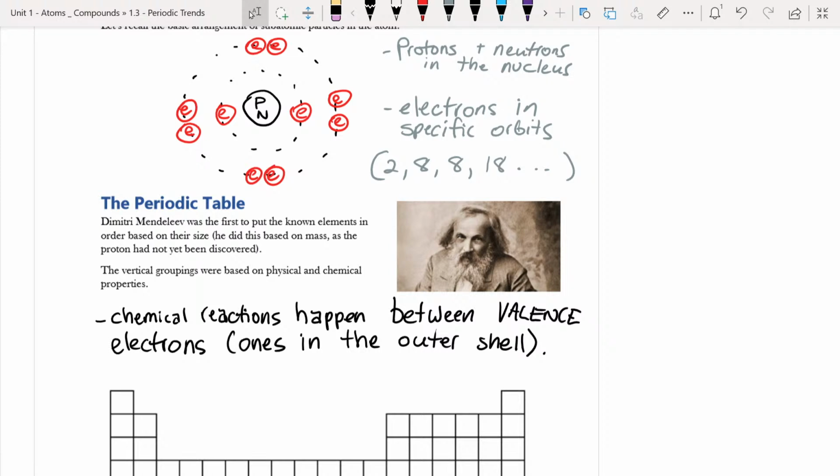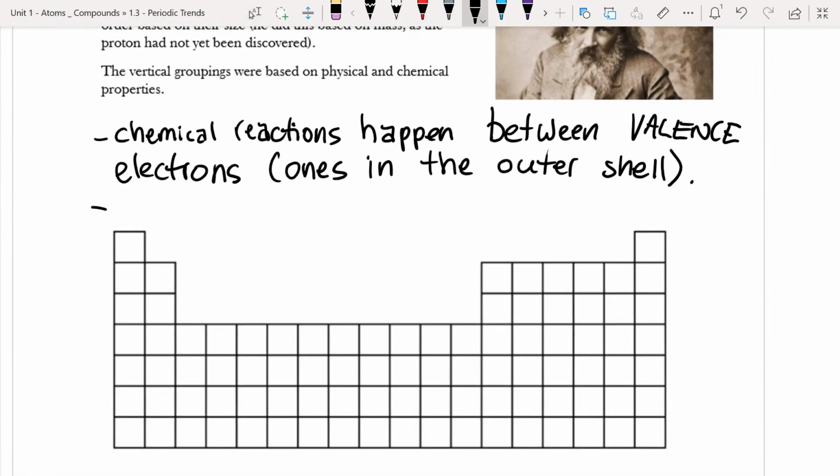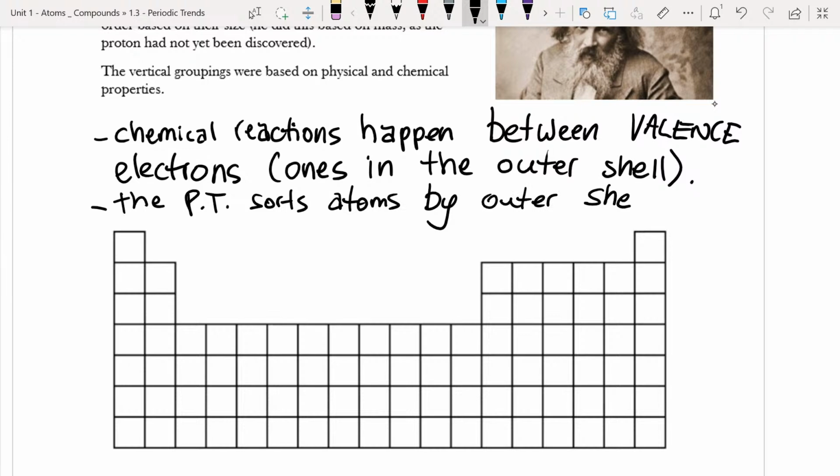Because when you bump into an atom, you bump into the outer shell. So if you know what the outer shell looks like, you know what its basic chemistry is going to be like. Does that make sense? So the periodic table sorts atoms by outer shells. It's a good system. A system that makes sense.